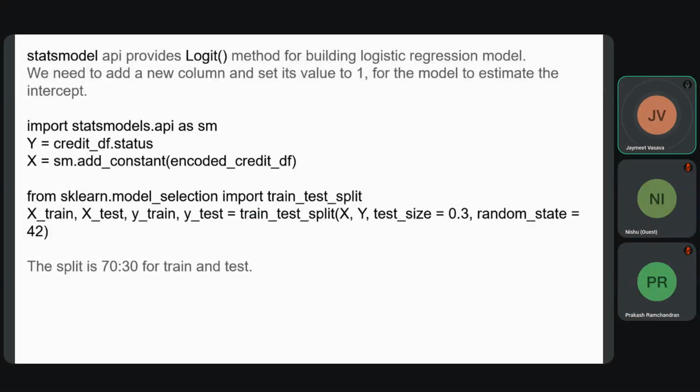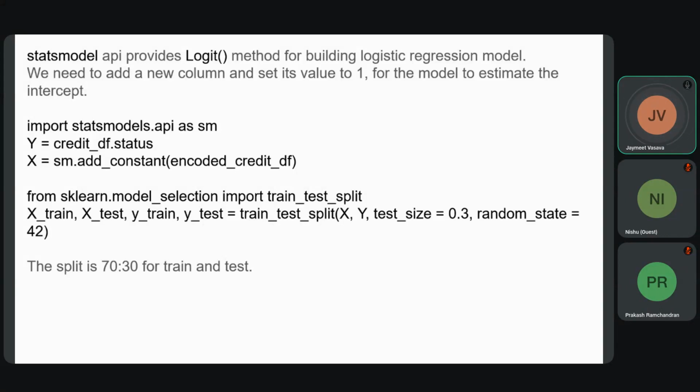We'll add a new column and set its value to 1 for the model to estimate the intercept. The darkened text is nothing but the Python code. We will import statsmodels.api using sm as an alias, then y being the credit df, then statsmodels add constant for the intercept.